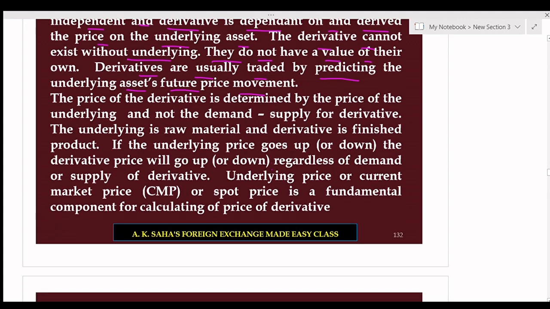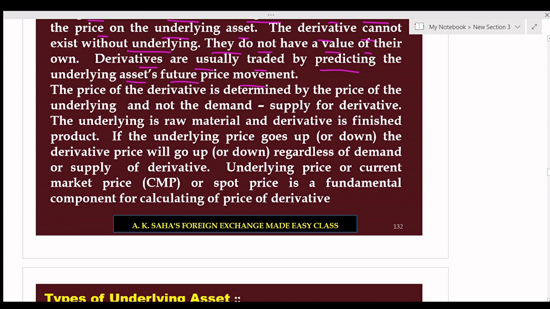The price of the derivative is determined by the price of the underlying and not the demand and supply for the derivative. The underlying is raw material and the derivative is the finished product. If the underlying price goes up or down, the derivative price will go up or down regardless of demand or supply of the derivative. Underlying price or current market price, CMP, or spot price is a fundamental component for calculating the price of a derivative.